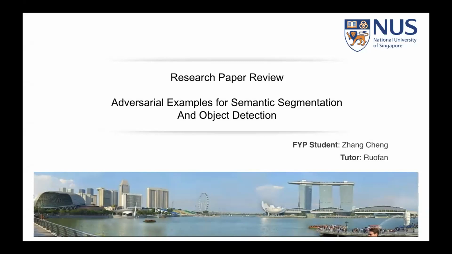Do I start? Yes, start, please. All right. The research paper that I reviewed this week is called Adversarial Examples for Semantic Segmentation and Object Detection. It is a research paper by four Chinese researchers. One of them, I think, is from Tsinghua University, and the other three are researchers from Microsoft.